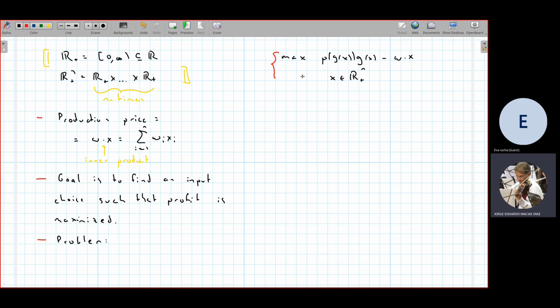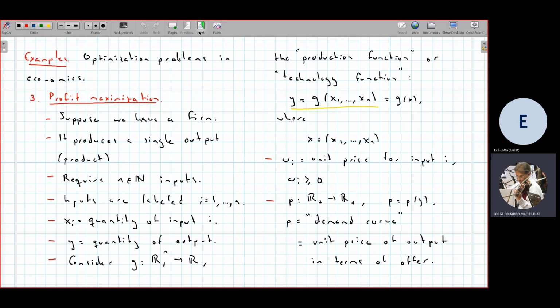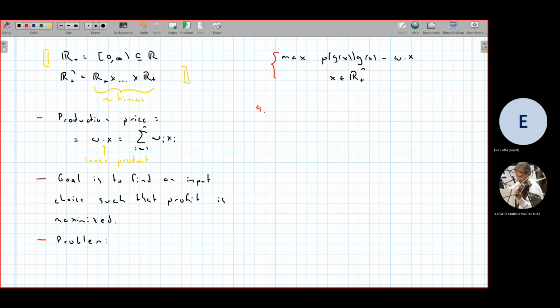So this is a profit maximization problem. Do you have any questions, ladies? No. Okay. So remember, in this case, we're just describing these problems. I'm going to describe the next one, which is problem number 4. And this problem is called cost minimization.